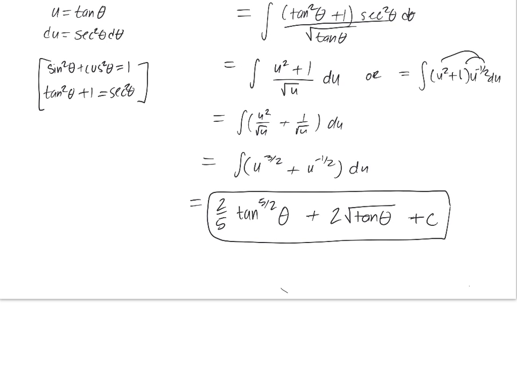One more thing I was going to say. In WebAssign, make sure you use the same variable. I had the first question this semester as to why my answer is wrong, and the person had used x's instead of thetas. It's going to happen to everybody at some point in time. So if you get it wrong, first thing to check is that you used the same variable.